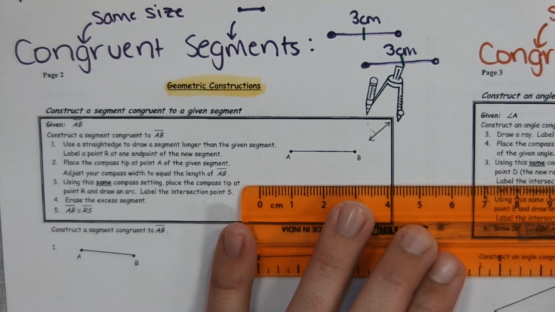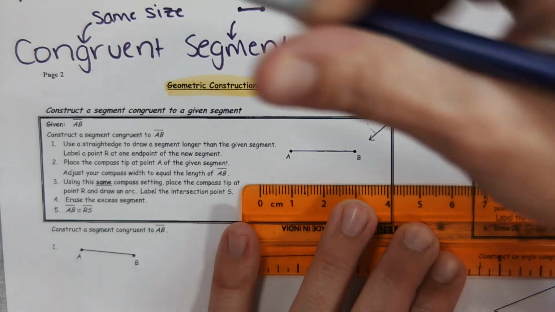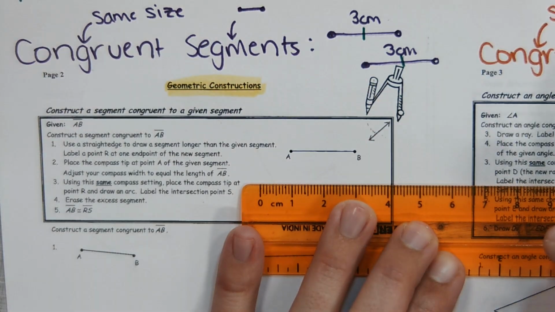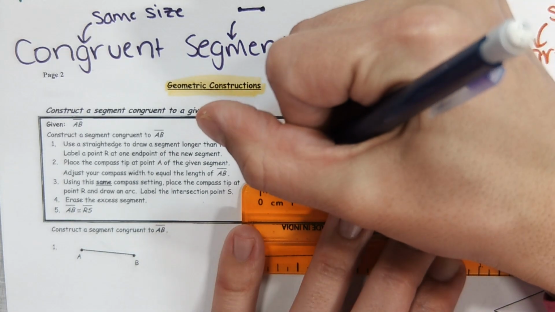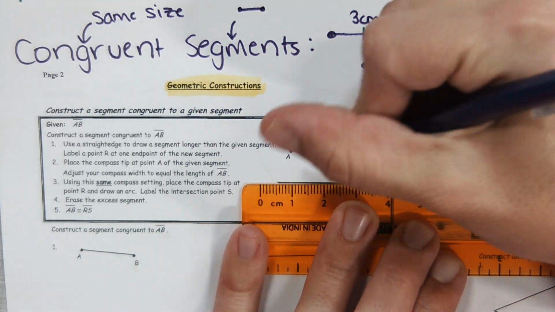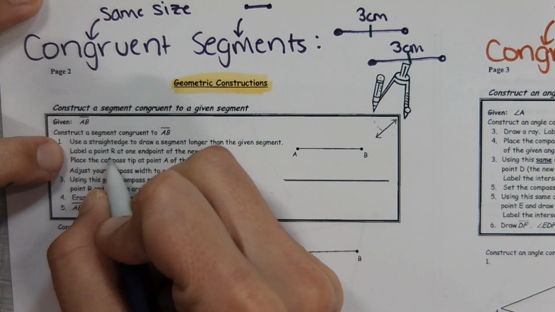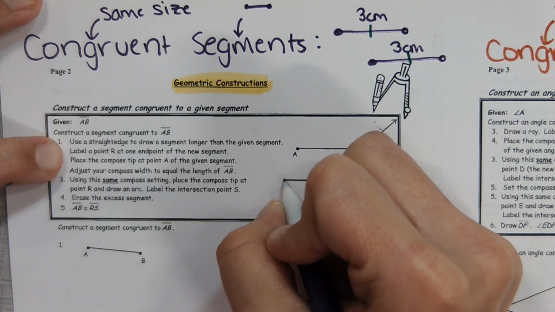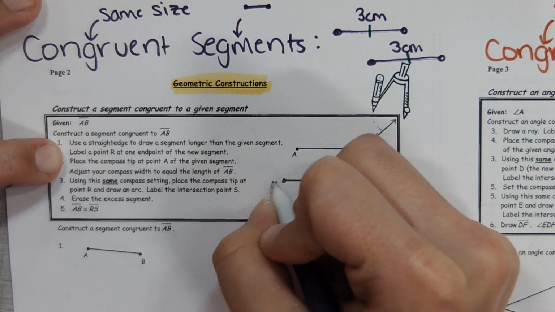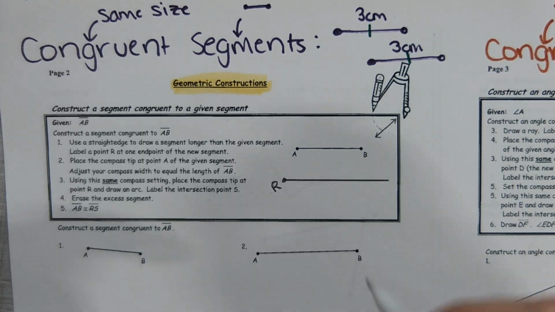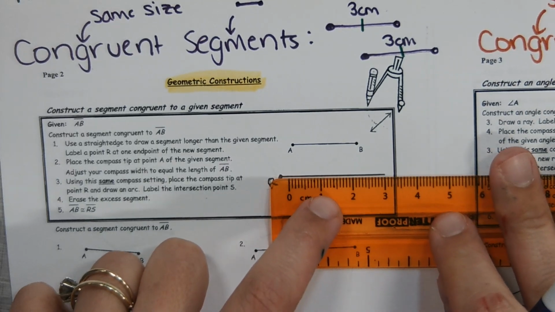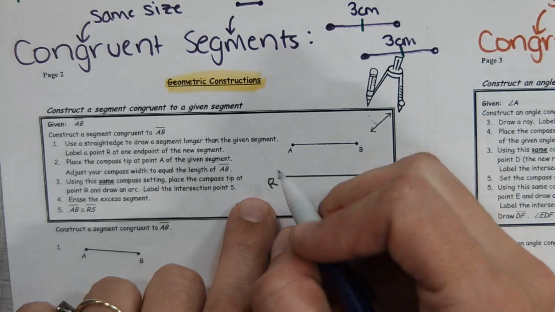So the first instruction to making a segment congruent to this is use a straight edge. So use your ruler to draw a segment longer than the given segment. So we're going to use our straight edge and we're just going to draw a segment longer than the given segment AB. Okay. Then it says label a point R at one end of the new segment. So this right here, point R. So I drew a segment using my straight edge, and yes, I can tell if you're not using the straight edge, so use the straight edge. Point R, right.